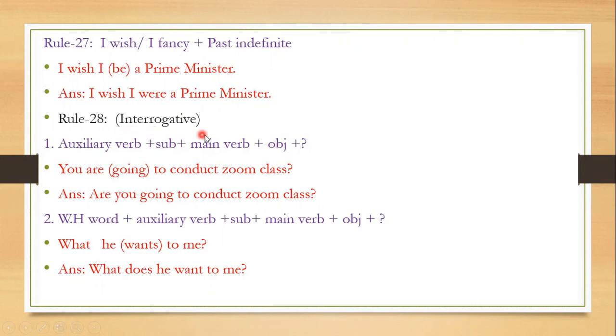Rule number 28, interrogative: auxiliary verb, then subject, then main verb, then object, then question mark. You are going to conduct Zoom class.